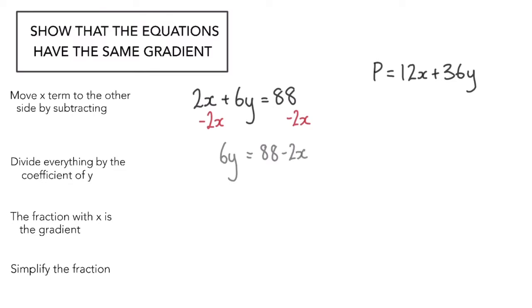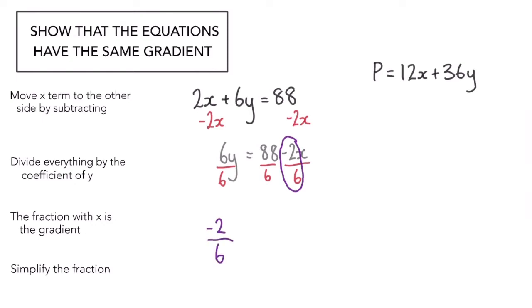Then I need to divide everything by the coefficient of y. The coefficient is this number in front, which is 6. So I'm going to divide every piece by 6. What I then need to do is look at the fraction that is with the x. So this fraction here, negative 2 over 6. And that is my gradient.